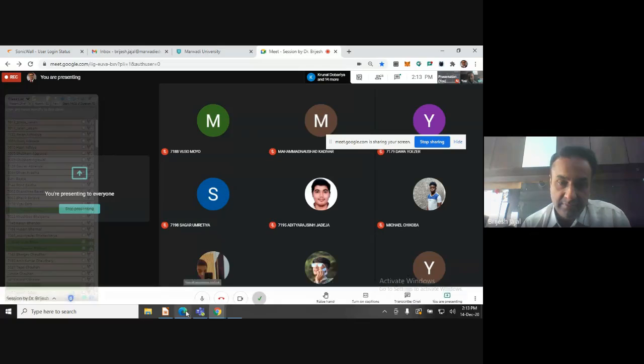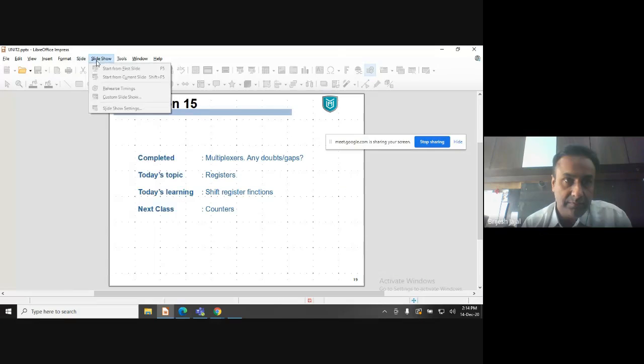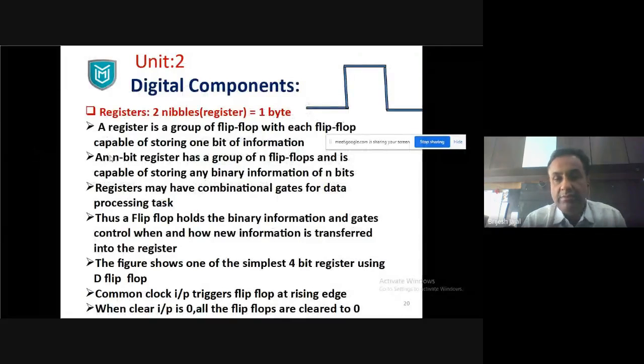So an n-bit register is a group of n flip-flops. If I have 5 bits, I need 5 flip-flops. If I have 8 bits, I need 8 flip-flops, right? So whatever bit size you want, that many flip-flops we will use, and we will create one space where your values are stored. This special place we call a register.